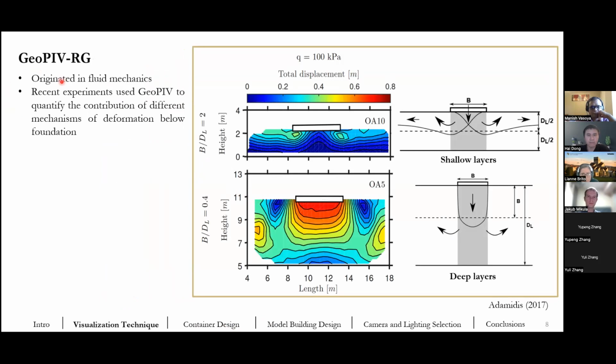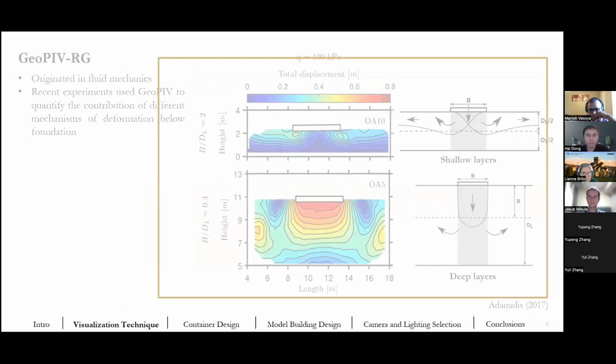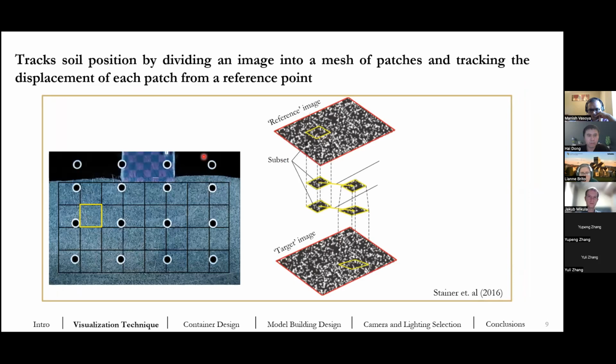Background on GeoPIV: it originated in the fluid mechanics area, and it has also been recently used to study the mechanisms of deformation in shallow foundations on uniform liquefiable layers with varying thicknesses, like these pictures I'm showing here. Now, the approach consists of defining a region of interest within the initial reference image of the model, which is then populated with a mesh of subsets of user-defined size, and then tracking them from one image to the next to get displacements, and then strains can be calculated from there.